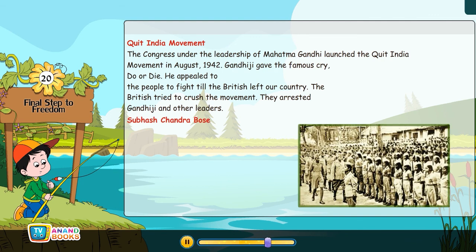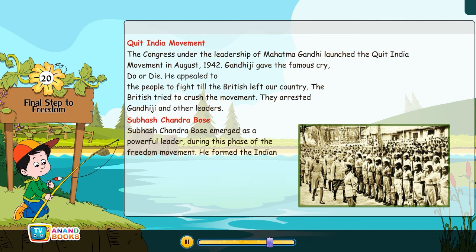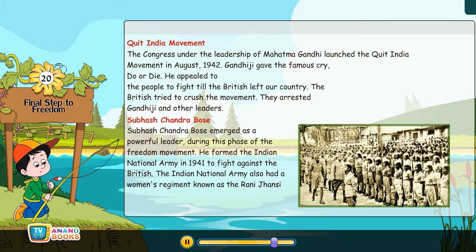Subhash Chandra Bose. Subhash Chandra Bose emerged as a powerful leader during this phase of the freedom movement. He formed the Indian National Army in 1941 to fight against the British. The Indian National Army also had a women's regiment known as the Rani Jhansi Regiment. Subhash Chandra Bose gave the call, "Jai Hind."